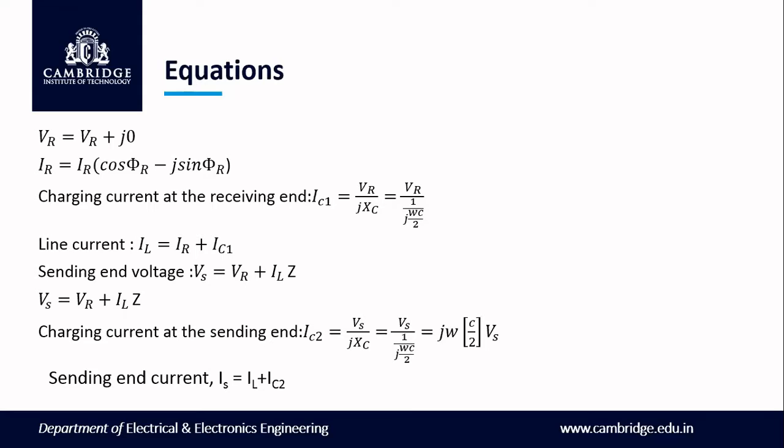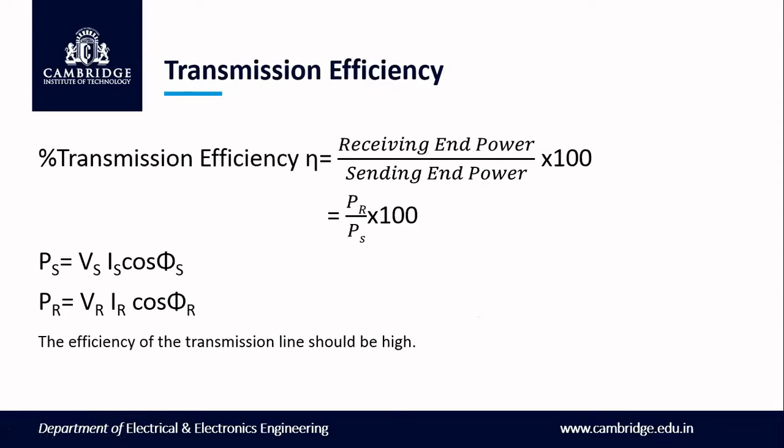So here also the sending end voltage Vs is equal to VR plus IL into Z. The charging current IC2 is the same, because the capacitor current is divided across the sending end side and the receiving end side. The only change is with the voltage Vs divided by J XC or J omega C by 2 into Vs. Again, if you simplify, omega is equal to 2 pi f, and the 2 will get cancelled. So now the sending end current Is is equal to IL plus IC2.